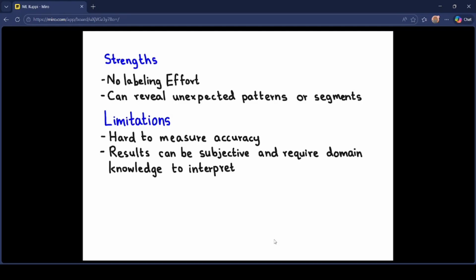And here, there's no effort to label. Actually, labeling data takes a lot of time and effort. It's a totally different job role out there. And also, because there are no labels and no labeling constraints, unsupervised learning may reveal unexpected patterns or segments in the data. However, it's pretty hard to measure the accuracy because we have no proper guidelines. And results may be subjective, and sometimes interpretations might require domain knowledge because we don't have proper labels for the outcomes that we are getting.